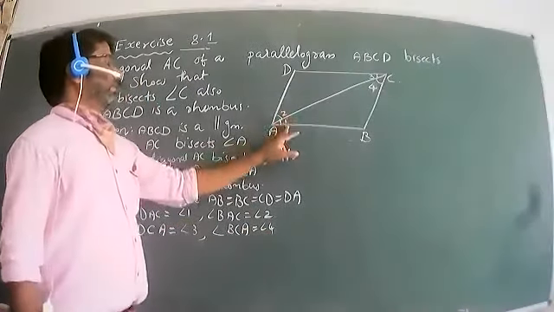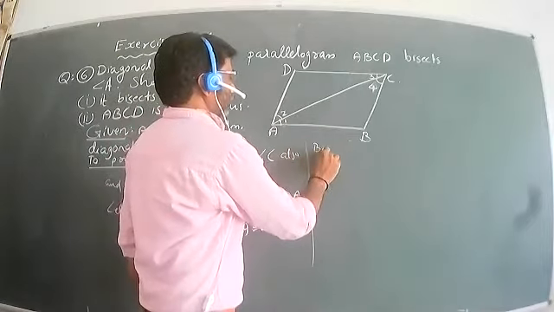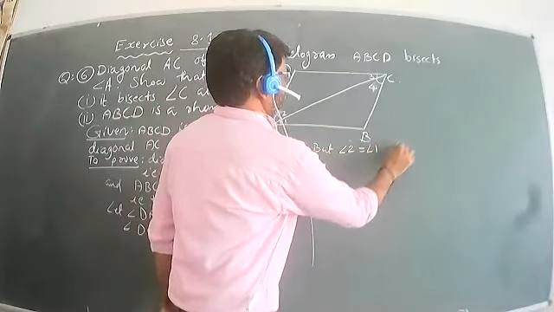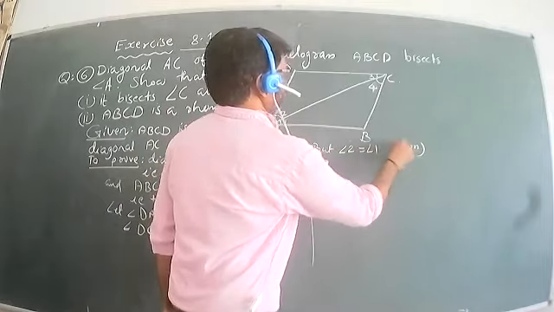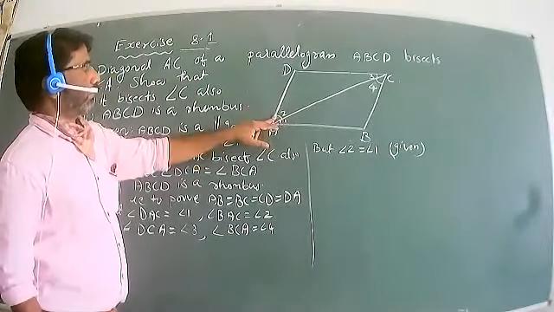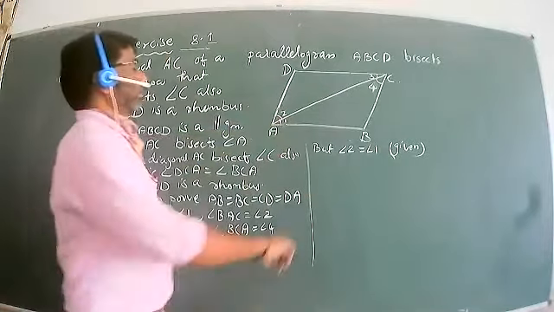So clearly we can say that angle 2 is equal to angle 1. Reason, that is given. Because AC bisects angle A, it means that angle A is divided into two equal parts. So angle 1 and angle 2 are equal.